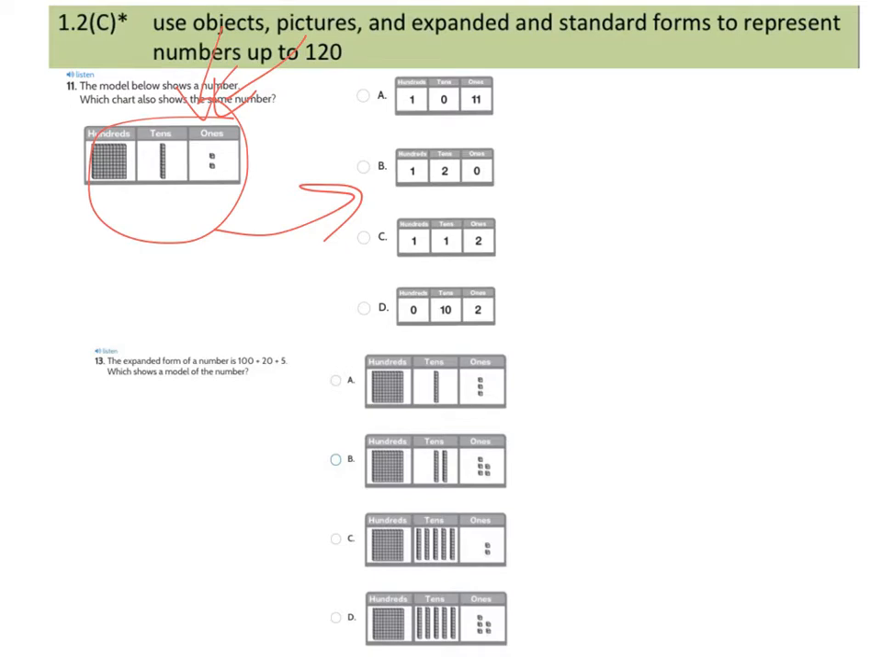For question 13 here, it even uses the vocabulary. The expanded form of a number is 100 plus 20 plus 5. So again, you have to know vocabulary for first grade, and they're seeing the number exampled as a standard form and as an example as an expanded form.